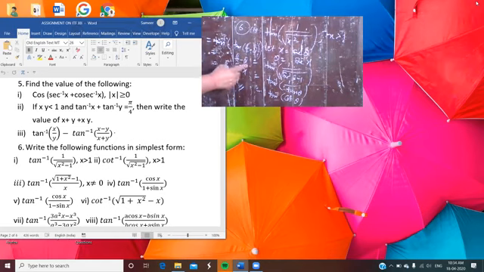So now putting the value of theta here, which is sec inverse x, you again apply the property sec inverse x plus cosec inverse x is equal to pi by 2. So pi by 2 minus sec inverse x can be written as cosec inverse x. So that is your simplest form.